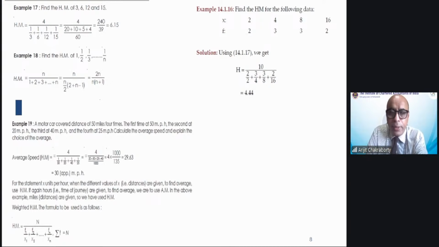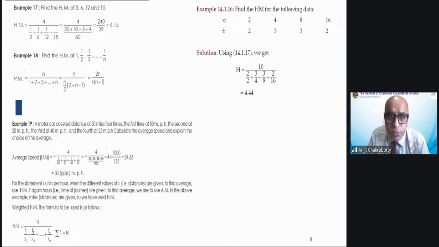And we know that in harmonic mean calculation, the numerator is nothing but the total frequency. So here we put 10 in the numerator. In the denominator, the formula was sigma fi by xi, fi divided by xi. That means in the denominator part, you see some fractions. For each of the fractions, the numerator signifies the frequency and the denominator is the reciprocal of the original values of x.